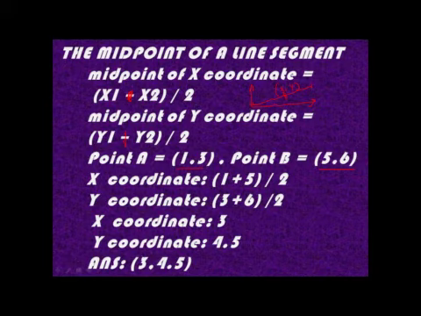So this is the halfway of the line segment, basically starting from (1, 3), the point A, and ending at (5, 6), the point B. And the halfway of the line is (3, 4.5).